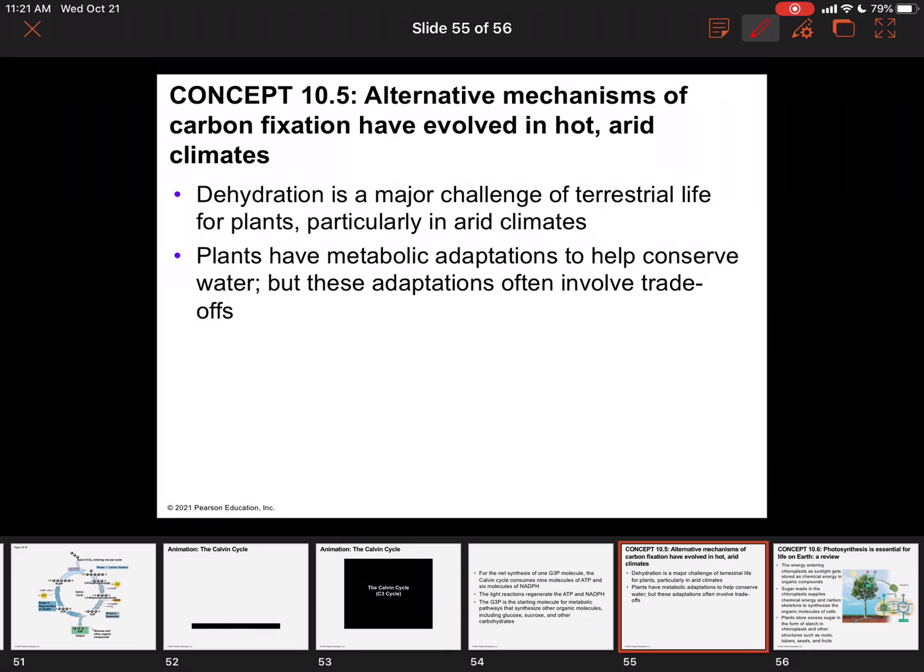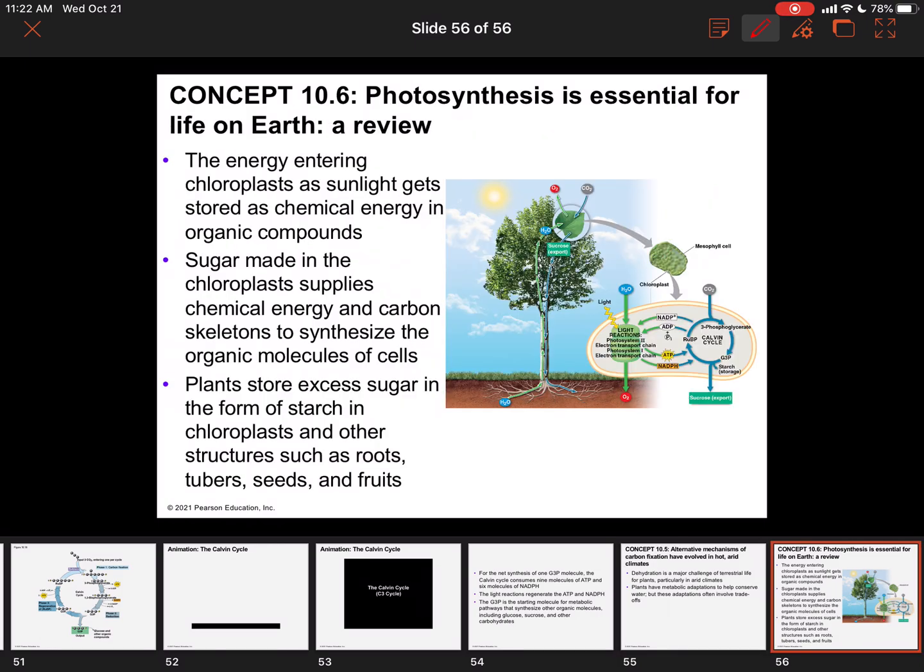In 10.5, we're just going to kind of talk about a little overview of that one. We're not going to go into that section a whole lot. It says alternative methods of carbon fixation have evolved in hot, arid climates. Dehydration is a major challenge for terrestrial life for plants. And so in arid climates where they don't have a lot of water, remember you got to have water for the light reaction to take place, plants have made adaptations to help conserve water and come up with other ways to perform their photosynthesis. And so if you want to go through section 10.5, you can read about CAM plants and C4 plants if you want to, but we're going to kind of skip that section there in 10.5. All right, 10.6 is just an overview.